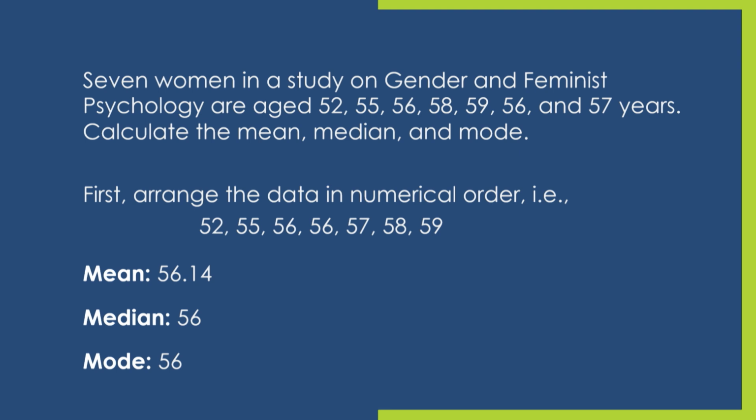In the same example, suppose we want to calculate the median. First arrange the data into numerical order, either from highest to lowest or lowest to highest. Our total number of observations is odd, so n plus 1 is 7 plus 1, which is 8, and 8 by 2 is 4. The fourth item is 56, so the median value is 56. Similarly, we can find the mode. Mode is the most repeated item. Here 56 is repeated 2 times, so the mode is 56.